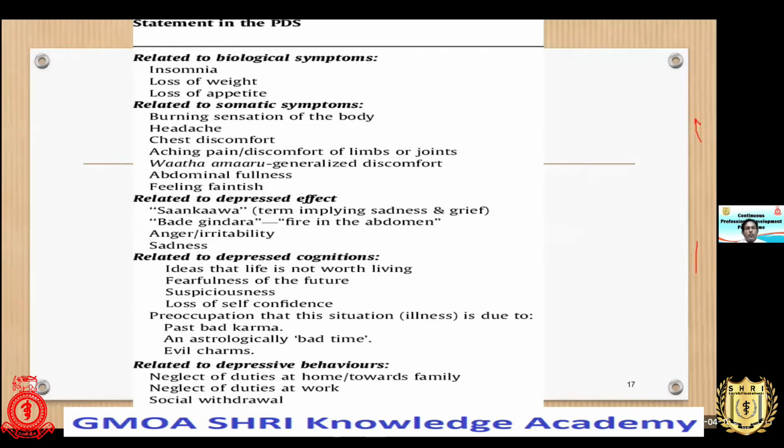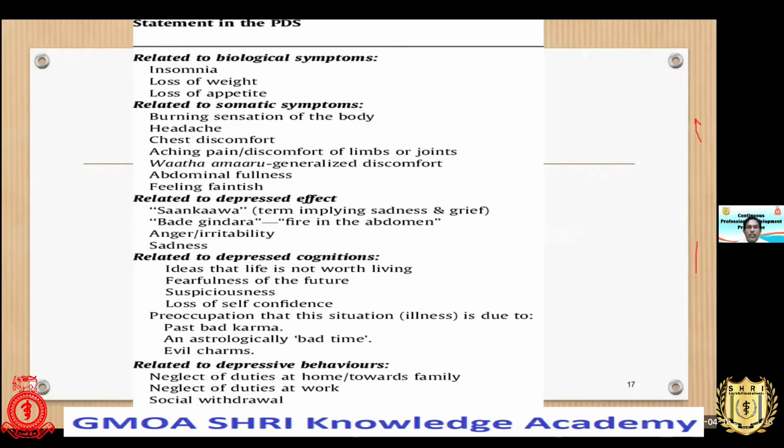In our culture, people present with these biological symptoms, so look for depression: insomnia, loss of weight, loss of appetite, and somatic symptoms like a burning sensation. They present to us saying, "Doctor, my body is burning." That is how they present. So think about it, it could be depression. And headache, chest discomfort, aching pains, discomfort of limbs and joints. And how they explain it is "Vata Amaru". Vata Amaru is a generalized discomfort. That is how they present.